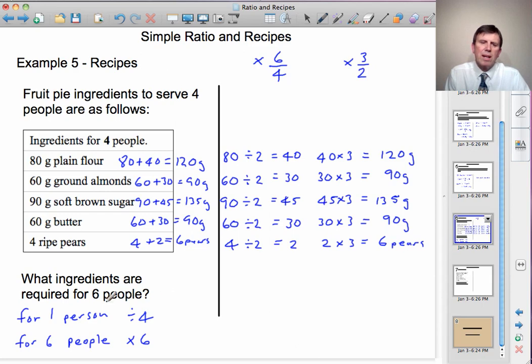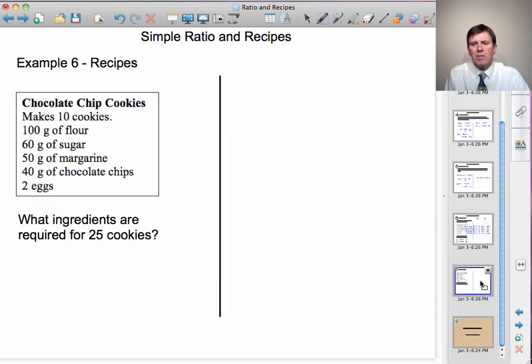So that was about saying, how does this 6 relate to the 4? It was 1 lot of 4 and an extra half a lot of 4. We'll use that technique again in this final example. Here we've got a recipe for chocolate chip cookies, and we've got enough ingredients to make 10 cookies, and we're asked for what ingredients do we need to make 25 cookies.